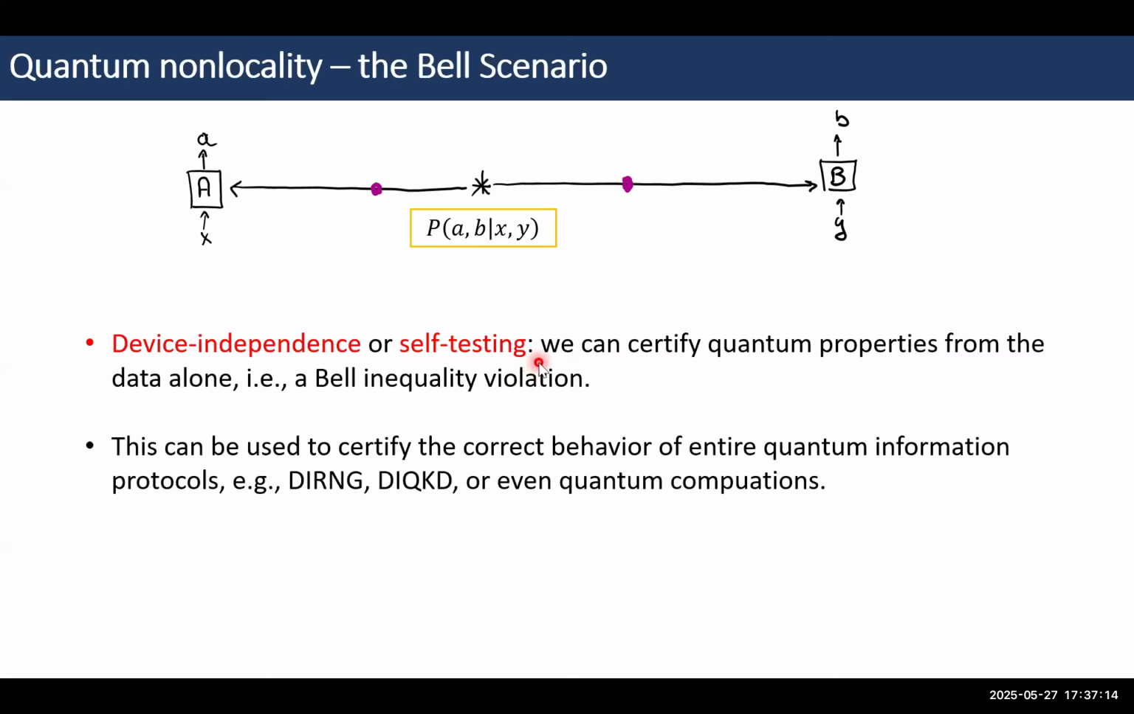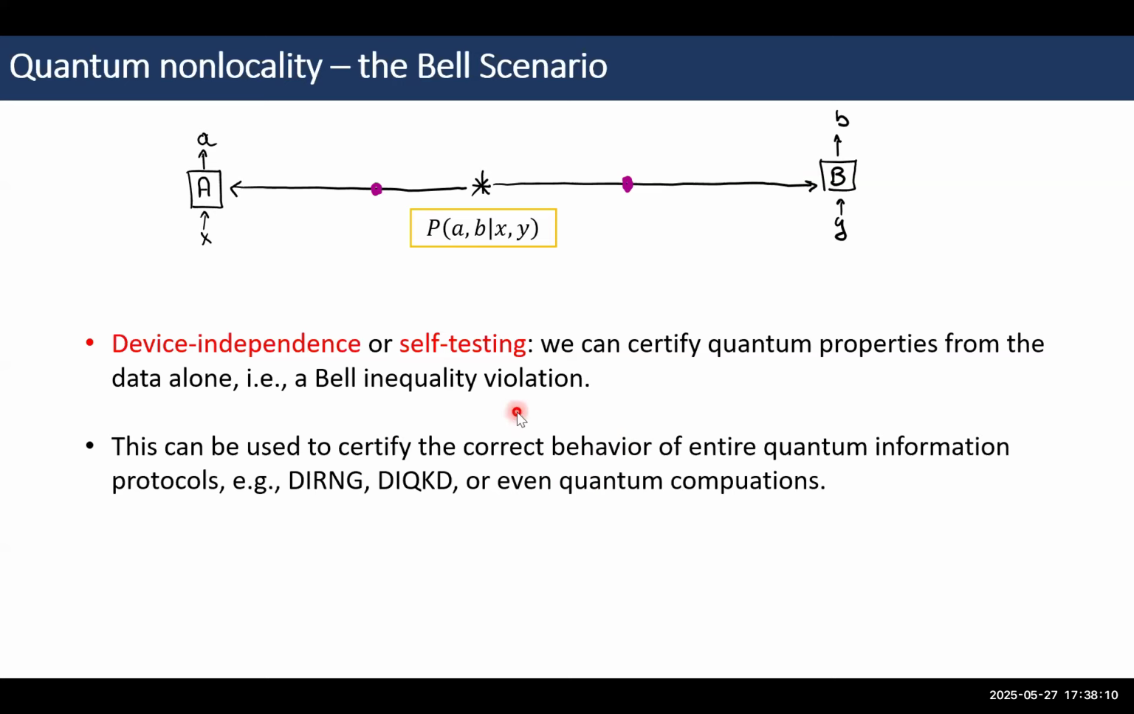For instance, you can prove that the state produced by the source is close to a maximally entangled state of 2 qubits. You can certify that the measurements have some specific form, so maybe they are Z and X Pauli measurements, etc. And so we can use this self-testing property of Bell inequalities to certify also the correct behavior of entire quantum information protocols like randomness generation protocols, quantum key distribution protocols, or even full quantum computation. And the nice thing is that to certify the correct behavior of these protocols, we don't need to trust the device. We can simply rely on the data, on the fact that there is a violation of the Bell inequality.